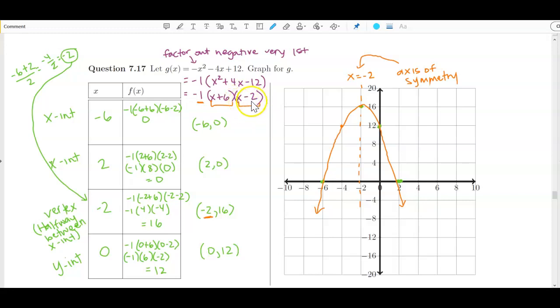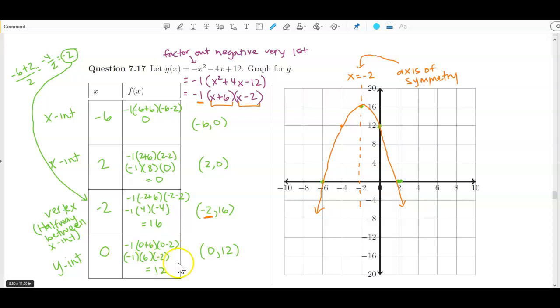And that's what I'm trying to pick, numbers that are going to actually make these go to 0. And then for the vertex, you're always picking your halfway point. So halfway in between the -6 and 2. So you just find the average, just add the -6 and 2 together and then divide it by 2. And that's how you come up with that next number. And then to find the y-intercept, it's always going to be 0 that you pick for your x.